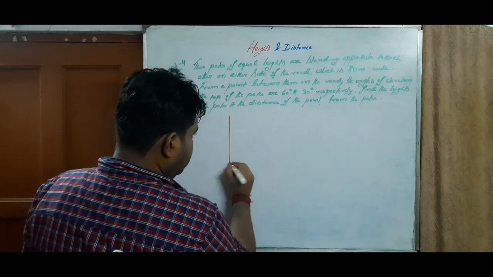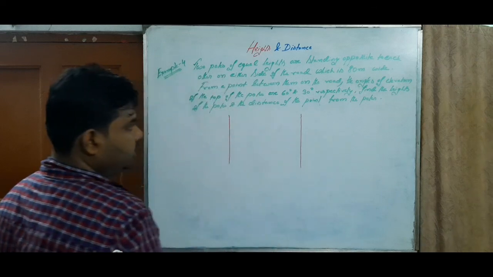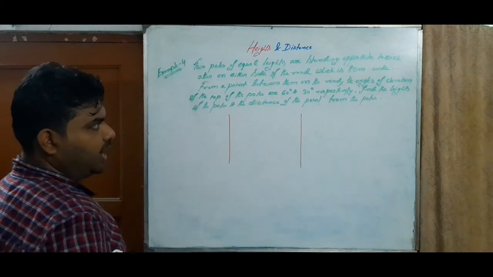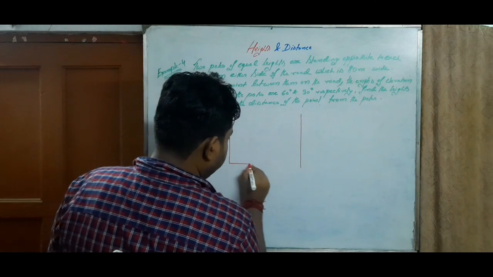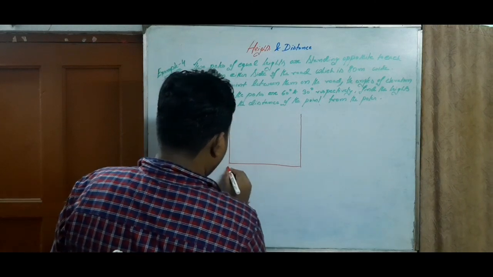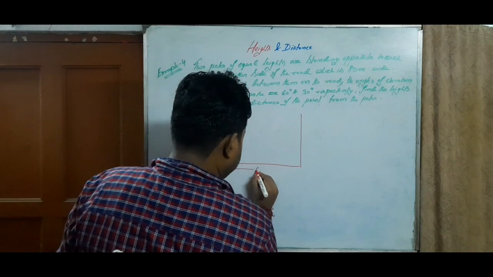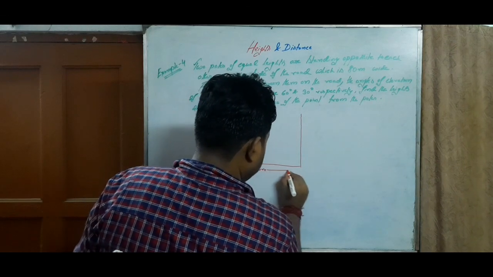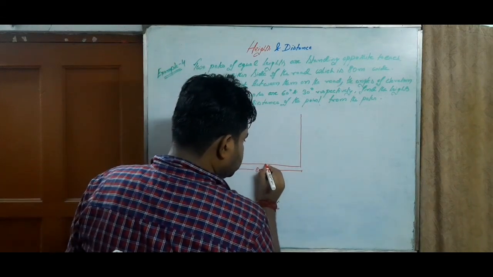This is pole 1 and this is pole 2. These are of equal heights, and the distance between the base or the foot of the poles is 80 meter. Now consider any point in between them.